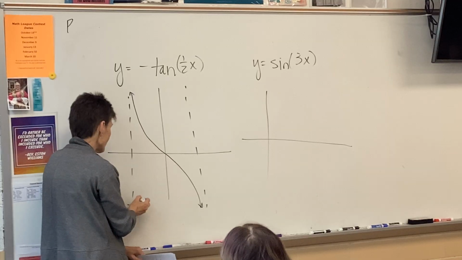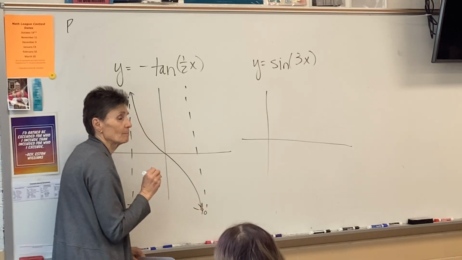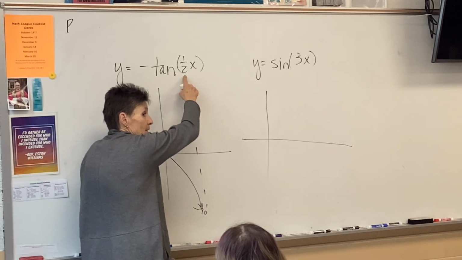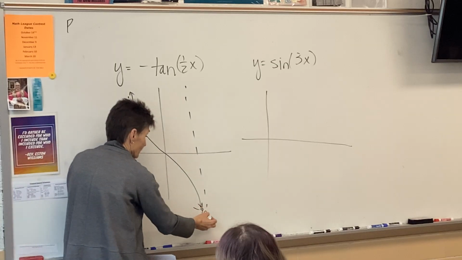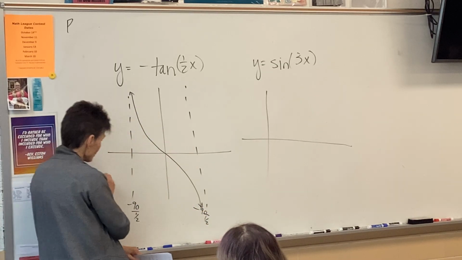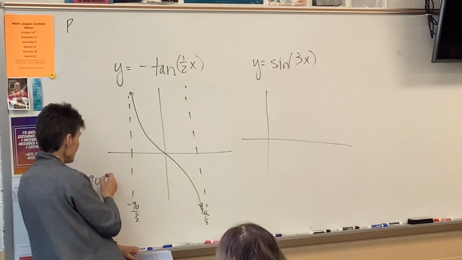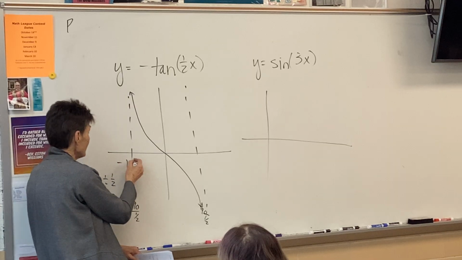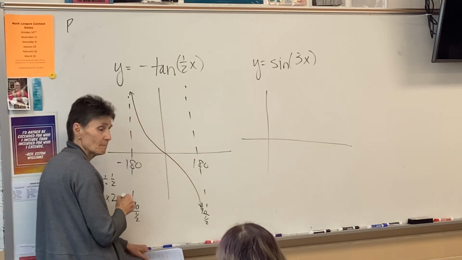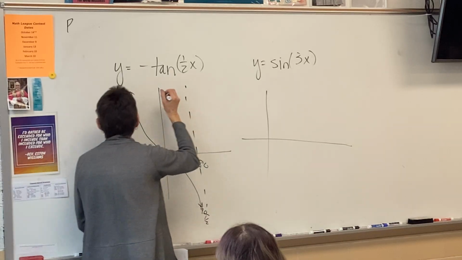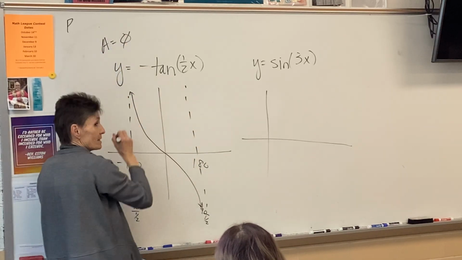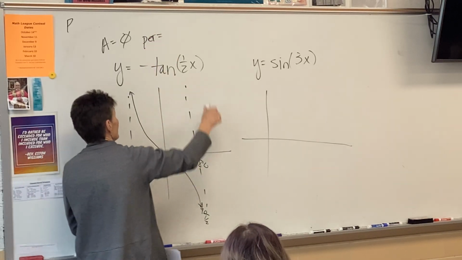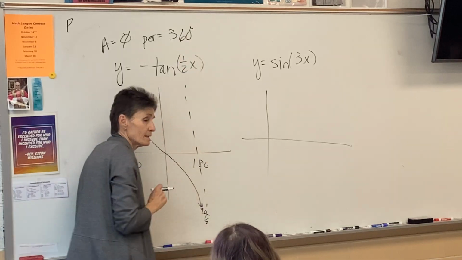Normally, my asymptotes are at negative 90 and 90. Well, look at that guy right there. He's going to divide. So negative 90 divided by a half is negative 90 times 2. Yep. So negative 180 and positive 180. So my amplitude doesn't exist. Yep. My period, negative 180 to 180, is 360 degrees.